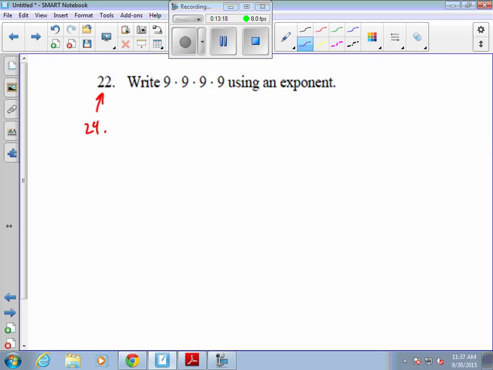Number 22, again, was number 24 on some of y'all's tests. Says write 9 times 9 times 9 times 9 using an exponent. There are 4 of them, 9 to the 4th power. Simple as that.